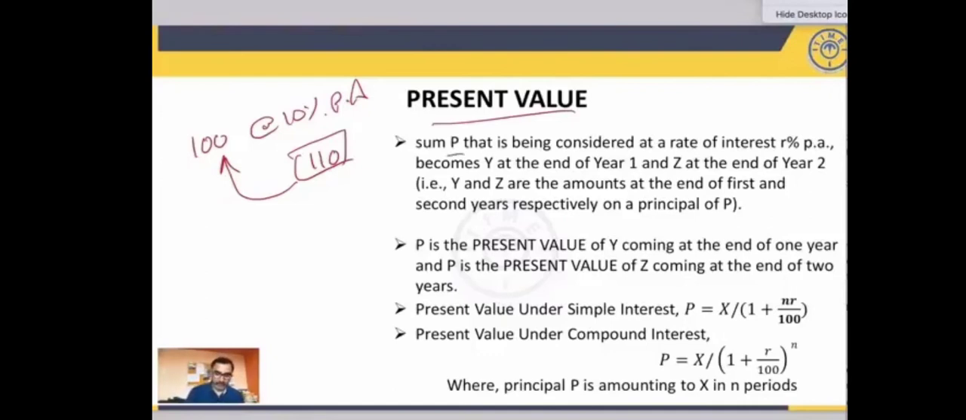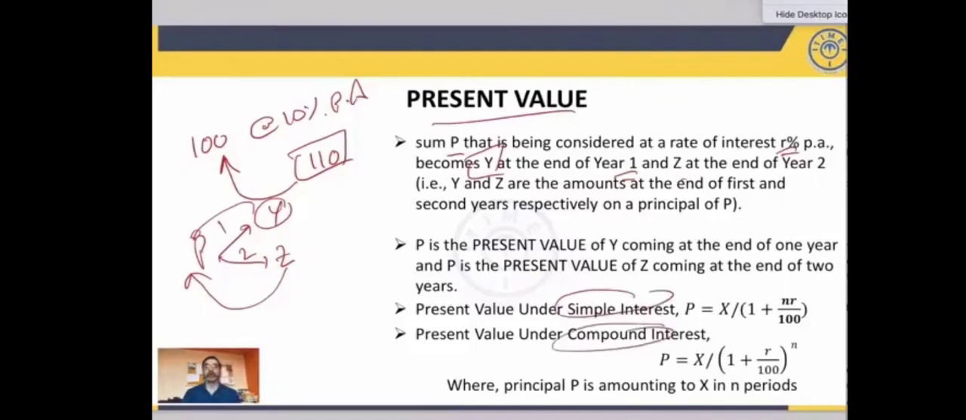Meaning, you take a sum P at the rate of R percentage, and it becomes Y at the end of 1 year and Z at the end of 2 years. That means the value of P after 1 year will become Y and after 2 years it will become Z. Now we can say the present value of Y coming after 1 year is P, and the present value of Z coming after 2 years is also P. This is the present value. And this present value can be calculated either on simple interest or on compound interest.